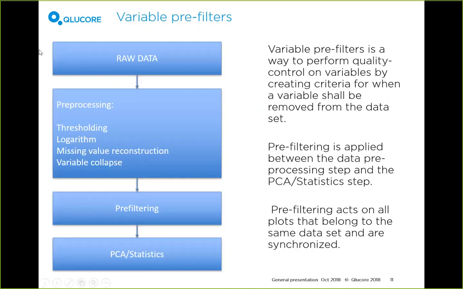You have your raw data here, which is your raw data matrix with your samples and variables. It first goes through the basic pre-processing steps, which is thresholding, logarithming, missing value reconstruction, variable collapse. Then it goes through pre-filtering, where we remove stuff that fits or doesn't fit certain criteria. Then it goes on to the display phase, where you see the PCA plot and other things in the software. We'll see some examples of how this works and what you can use it for in a moment here.